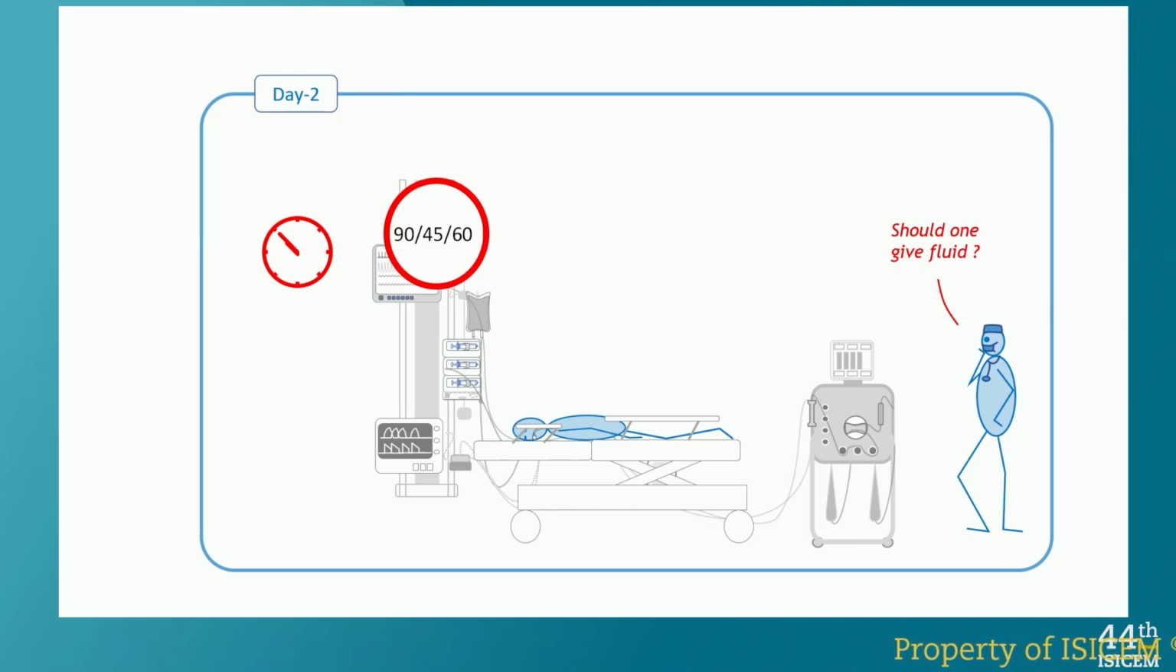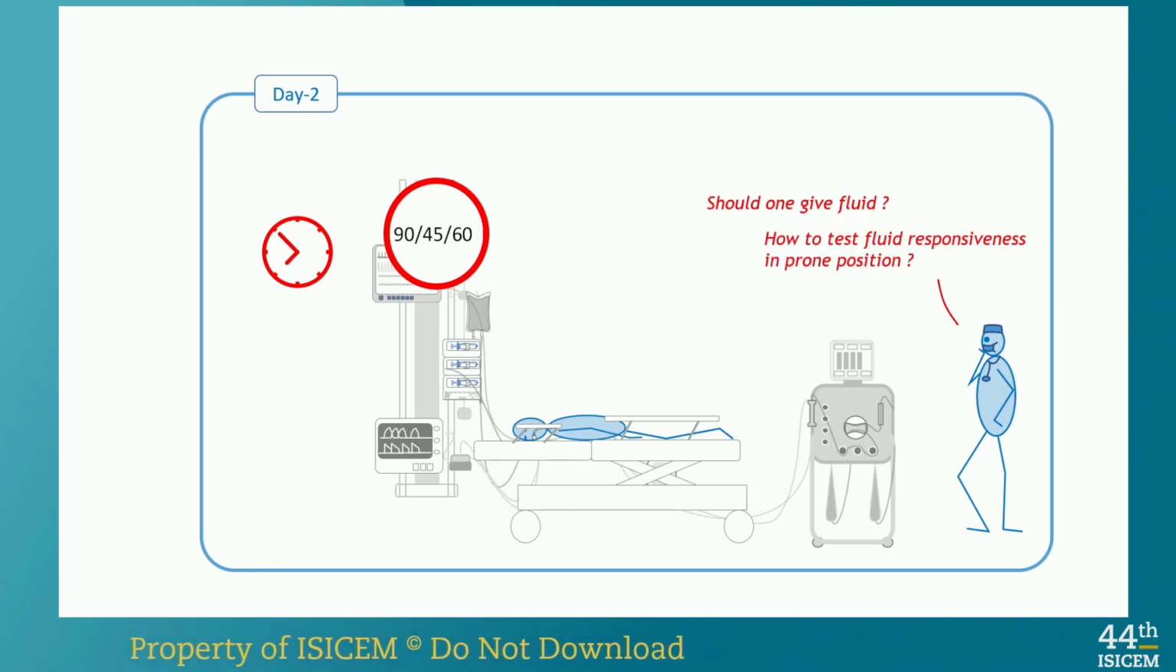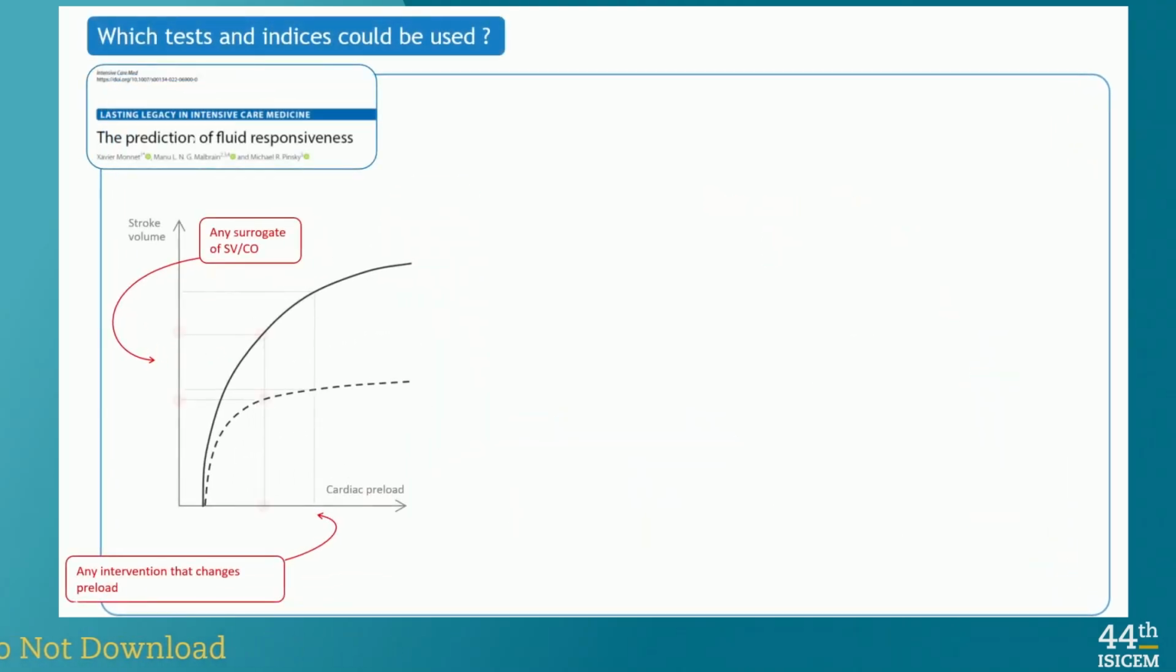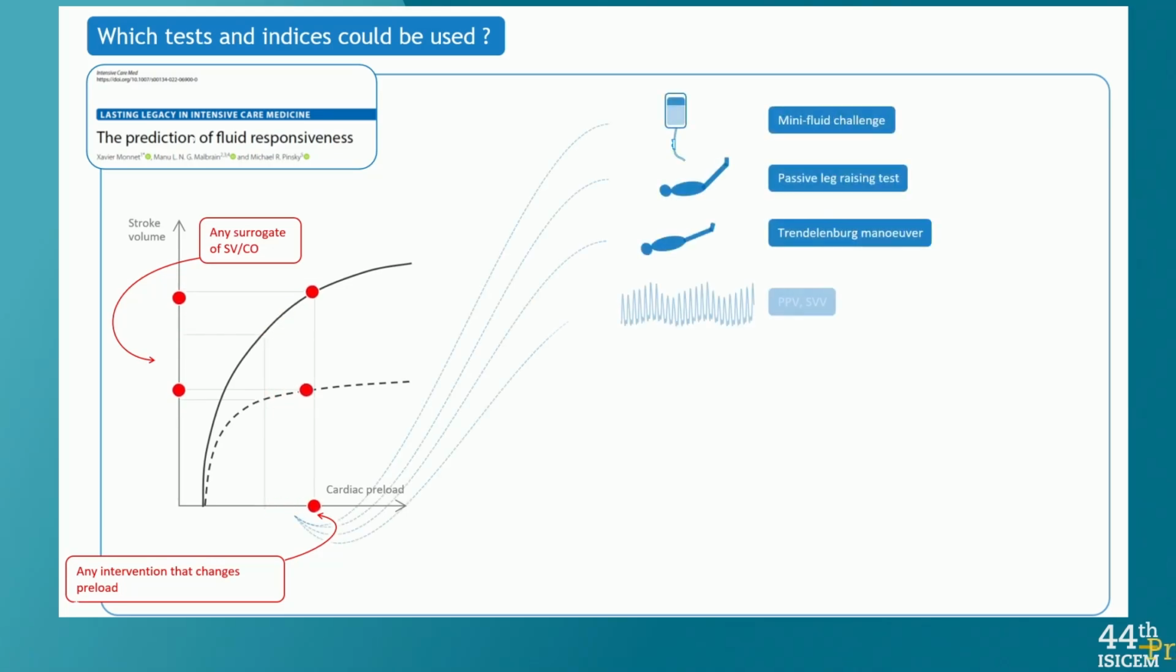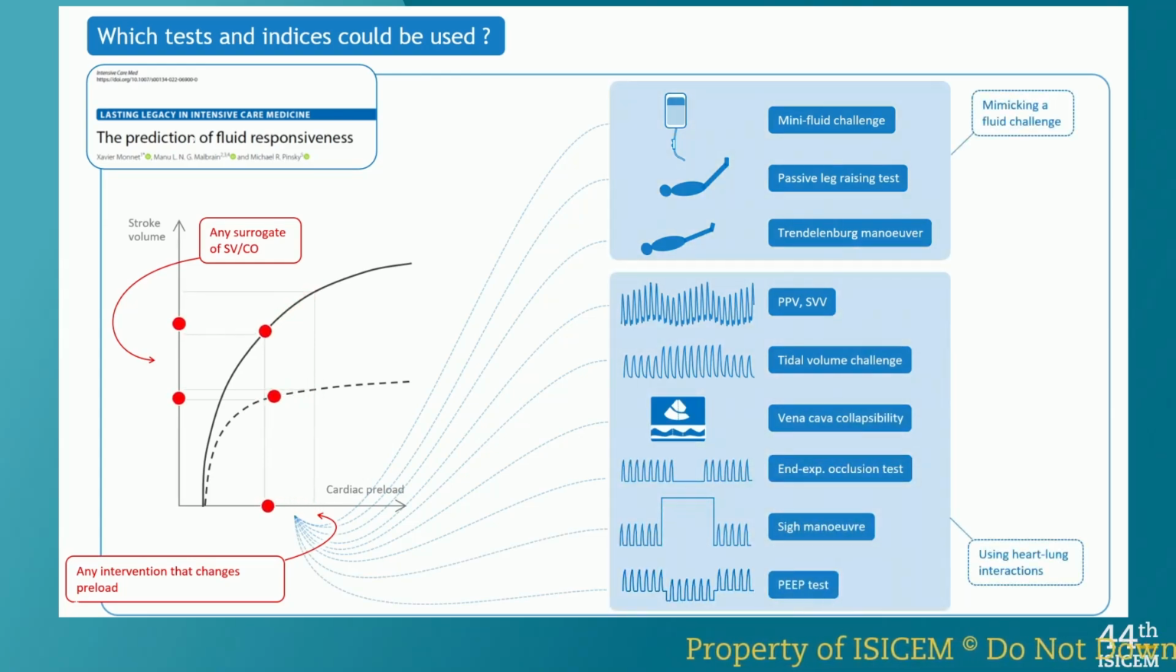And of course, the first solution may be to give fluid, but given the risk of fluid infusion in these severe ARDS patients, you may say to yourself, I will likely test preload responsiveness. How do we test preload responsiveness in patients with ARDS? As we have summarized with Professor Pinsky, Professor Malbrain, the different tests and indices we have to assess preload responsiveness today. Some of these methods mimic a fluid challenge. Some of them use the ventilator.